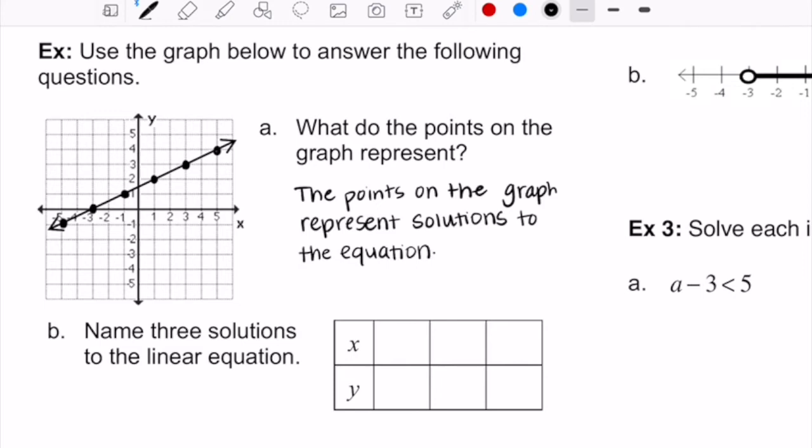In part B, we're asked to name 3 solutions to the linear equation, and you can name xy pairs for any of those points that we just drew on the graph. So -3, 0 is one example, 1, 2 would be another, and 5, 4 would be another, although there are different points that you can select as well.